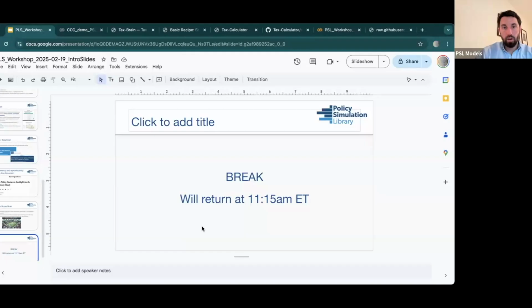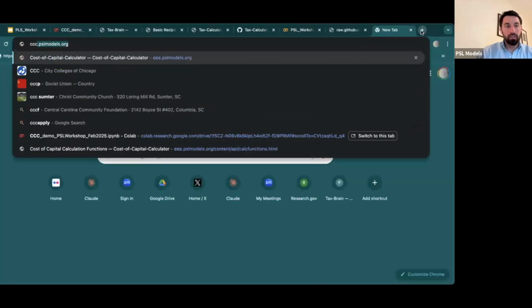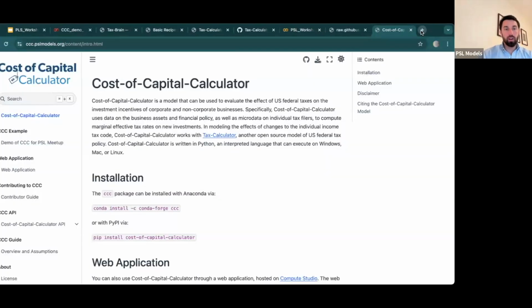So I'm going to talk for the next 30 minutes about business taxes, and in particular, the effect of business taxes on incentives to invest. There's a model in the PSL catalog that I've helped develop and help maintain, called cost of capital calculator, that helps with just this. As with my previous presentation, I'm going to start by bringing up some online documentation. So I'm going to go to ccc.pslmodels.org, and that'll bring up the documentation for this model called the cost of capital calculator.